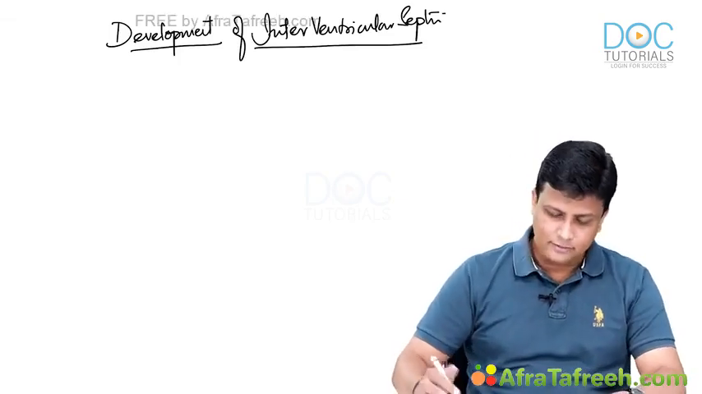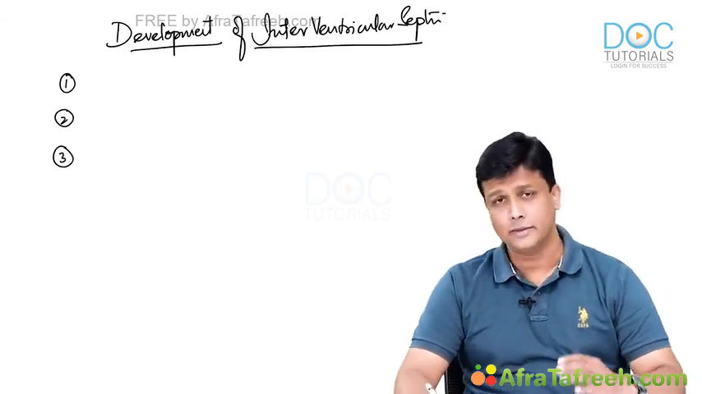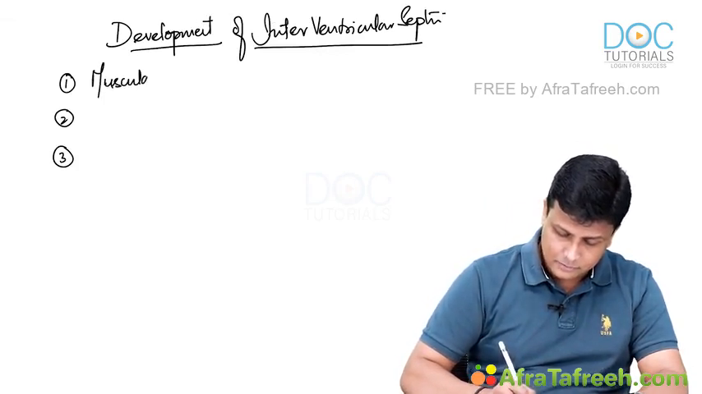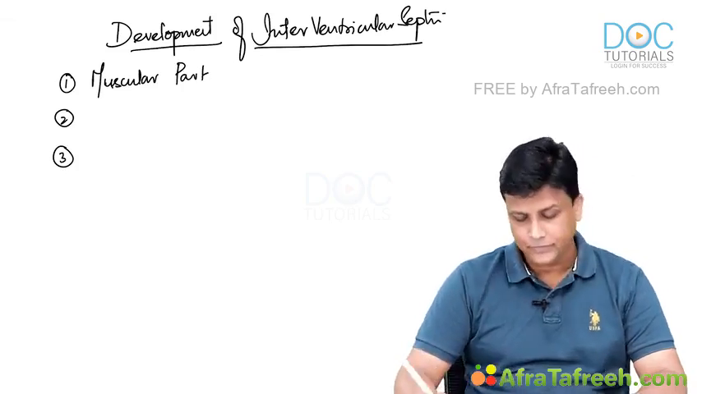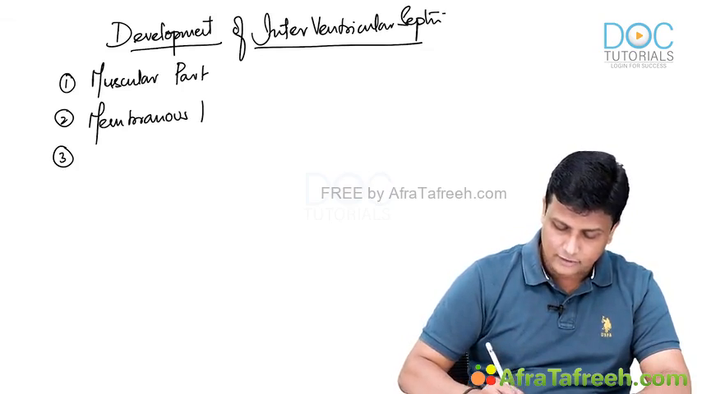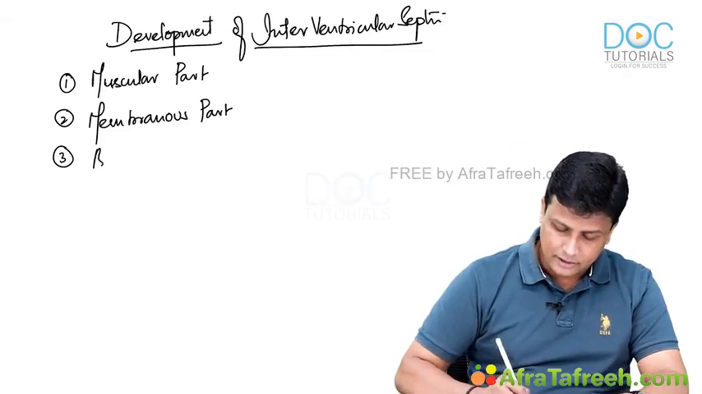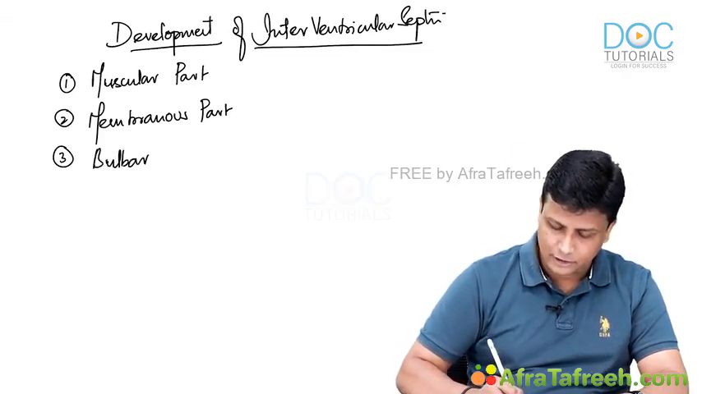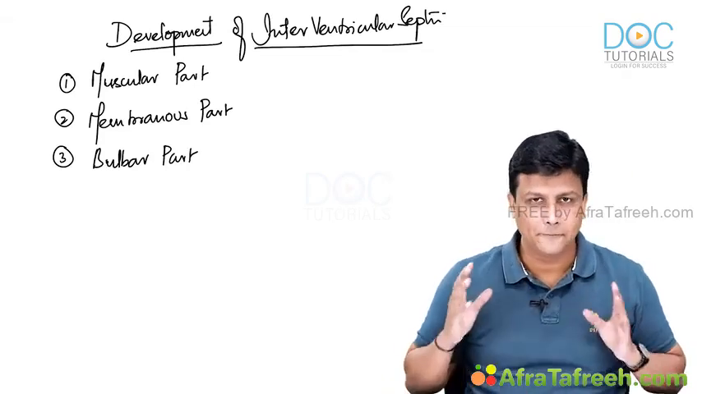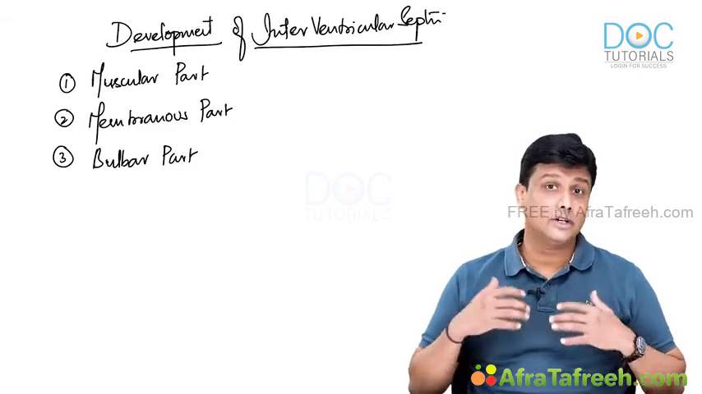Now interventricular septum, you first remember it has 3 parts. Number 1, there will be the muscular part of the interventricular septum. Number 2, there will be the membranous part of the interventricular septum. And number 3, there will be the bulbar part, or you can refer to that as bulbar septum. So first you learn these 3 words in your mind. Number 1, muscular part. Number 2, membranous part. And number 3, bulbar part.